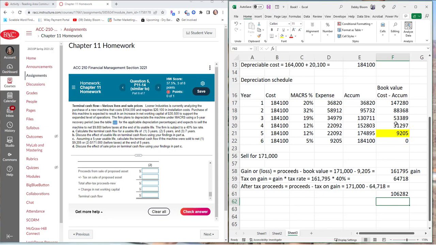Don't forget to release the working capital. $136,782. So 171,000 is the proceeds. We subtract the tax of 64,718. We net 106,282 from the sale. Add back our change in working capital, 30,500. Terminal cash flow, 136,782.